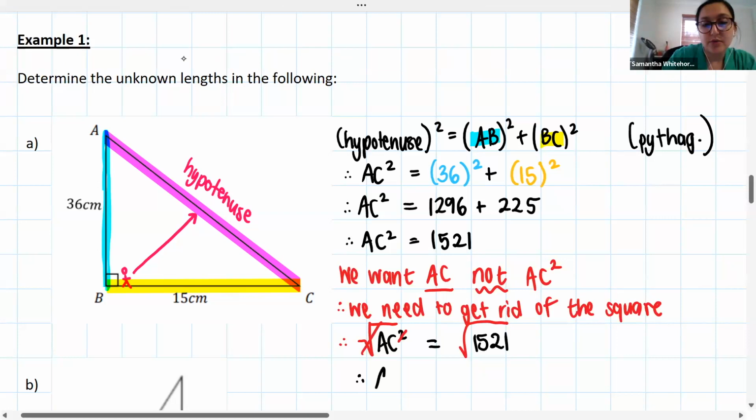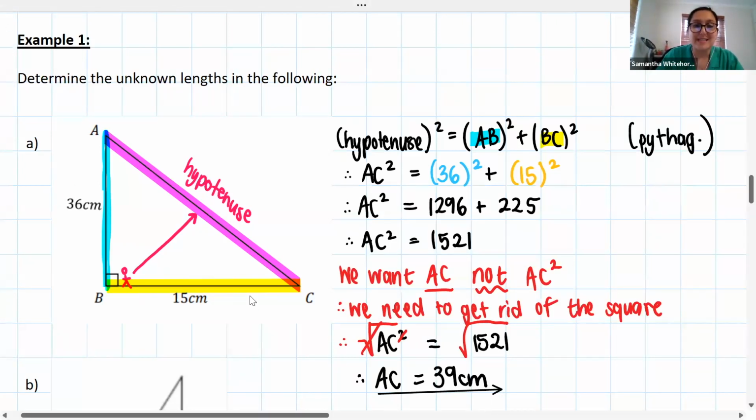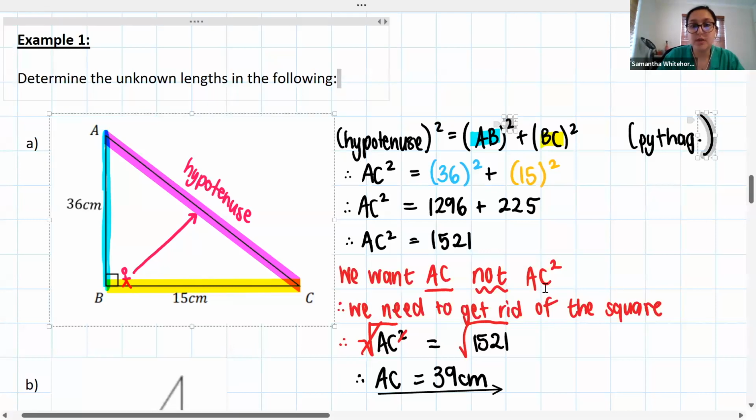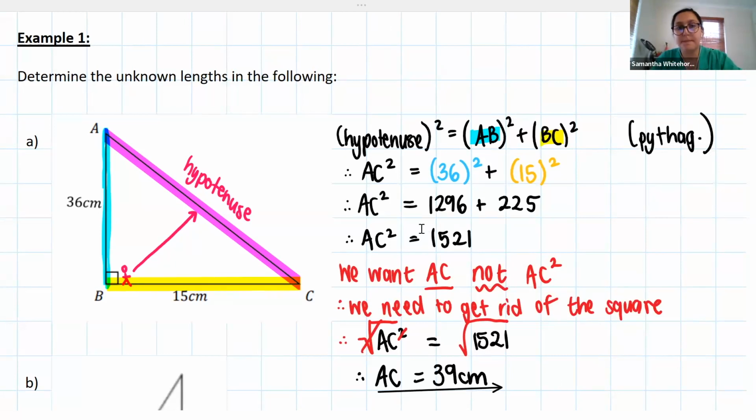And if we square root 1,521, we end up with 39 centimeters. And so through the use of Pythagoras, we were able to determine what our side length AC was. Okay, so guys, Pythagoras is all about looking at the sides you don't know, determining where your hypotenuse is, and essentially then just substituting into a formula in order to solve.